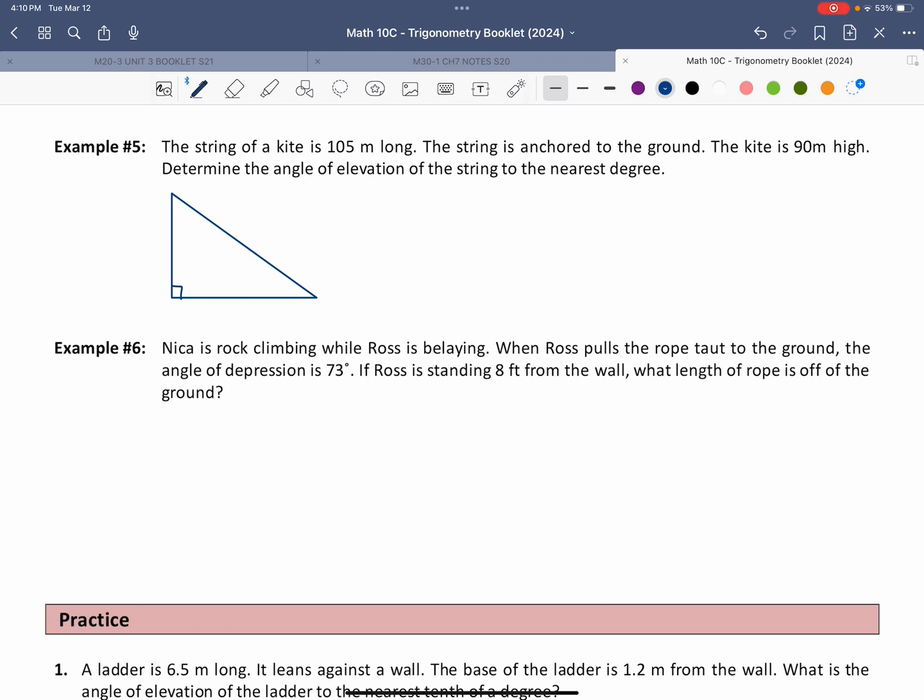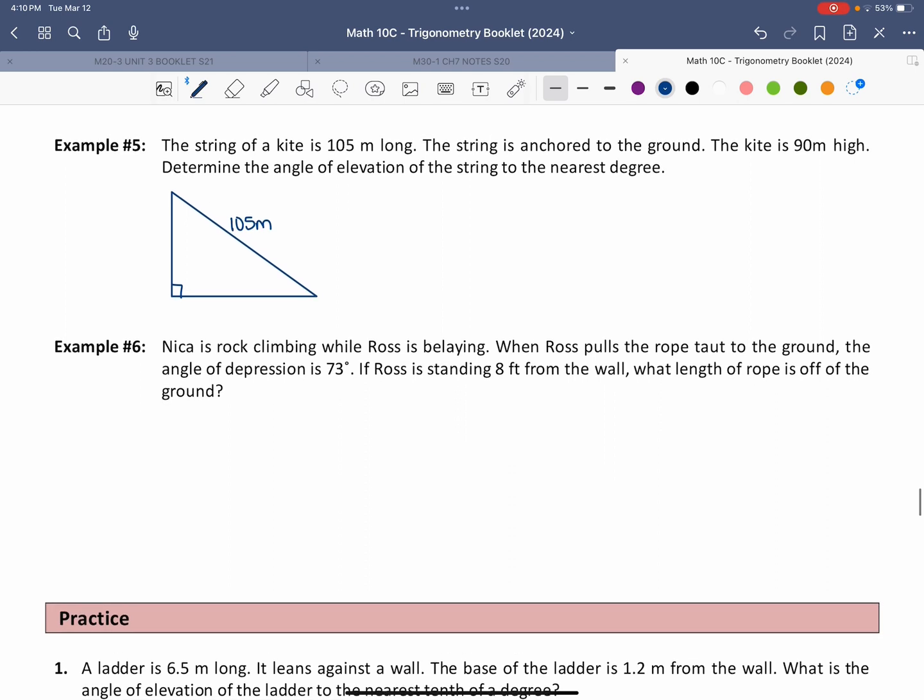So our kite string is 105 meters. That's going to be the hypotenuse of the triangle. The string is anchored to the ground. The kite is 90 meters high, so the vertical distance is 90 meters. So remember, angle of elevation goes from the horizontal and then up to the line of sight. So this angle down here is our angle of interest. I'll call it theta. Label the two sides we have based on theta. 90 is the opposite and 105 is the hypotenuse.